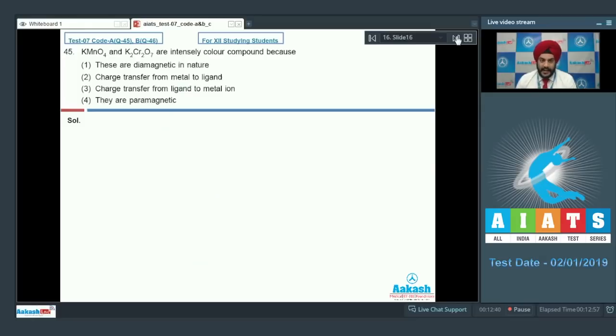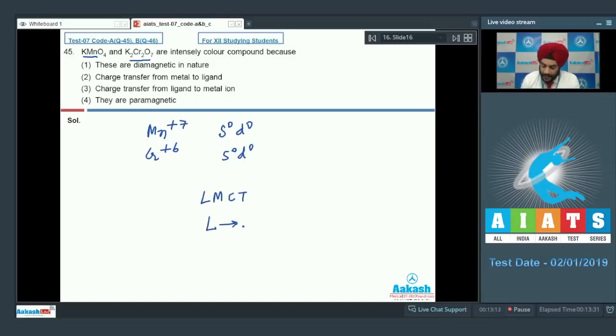Question number 45. KMnO4 and K2Cr2O7 are intensely colored compounds because... So students, we know that in KMnO4 and K2Cr2O7, Mn is present in a state of +7 and Cr is present in a state of +6. Both of these species have a d0 configuration, and these are colored because of the charge transfer from the ligand to the metal. So we have LMCT, in which ligand to metal charge transfer occurs. Looking at the options, we have to select option 3 as the correct answer to our question. Let us look at the next question now.